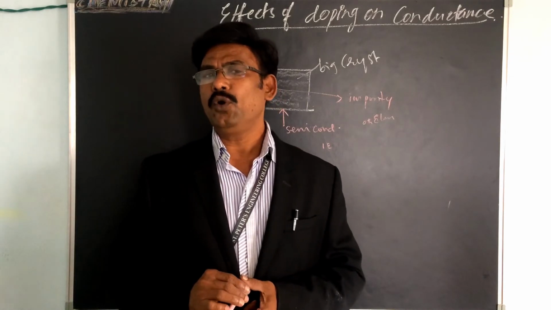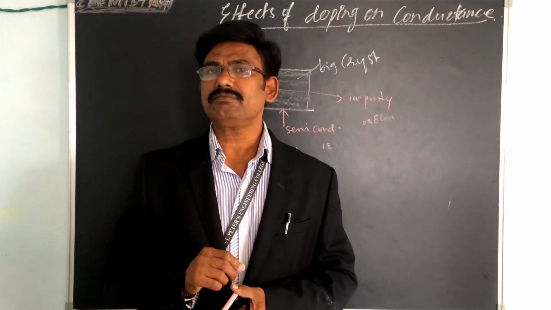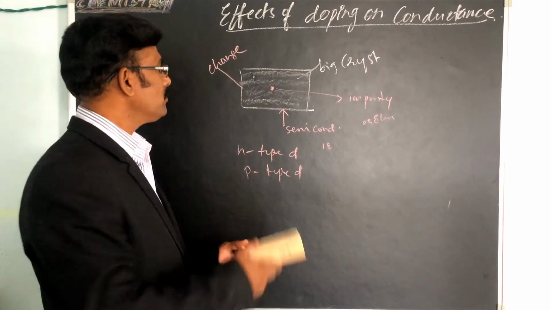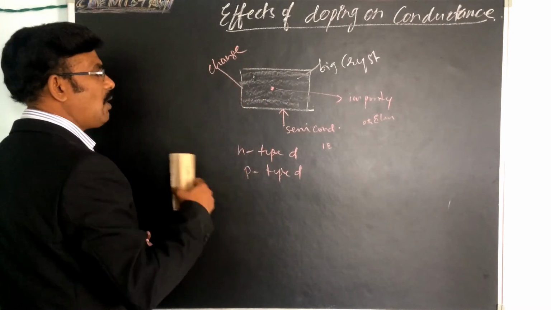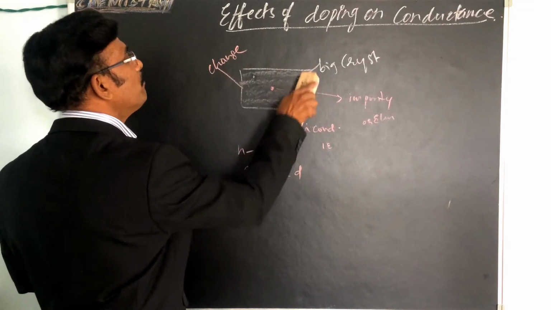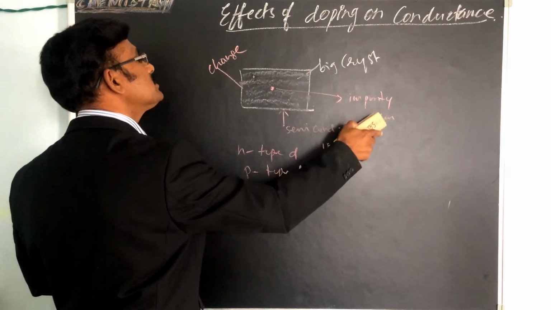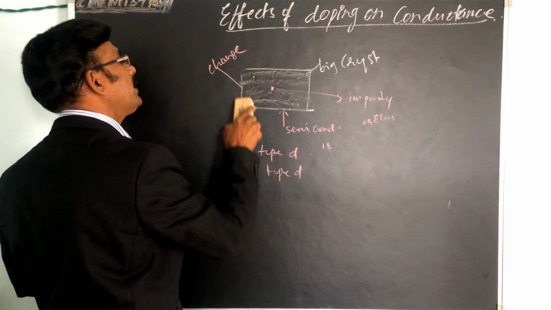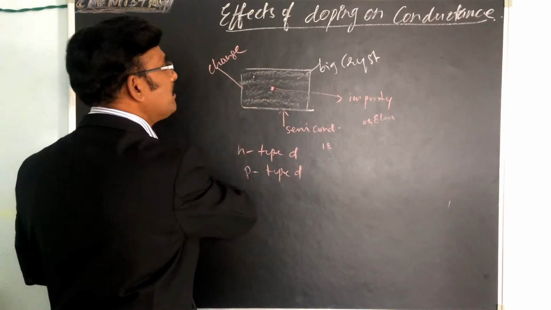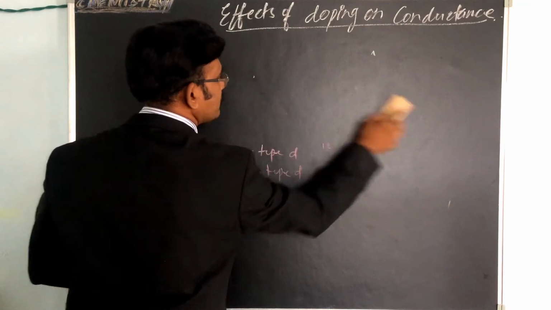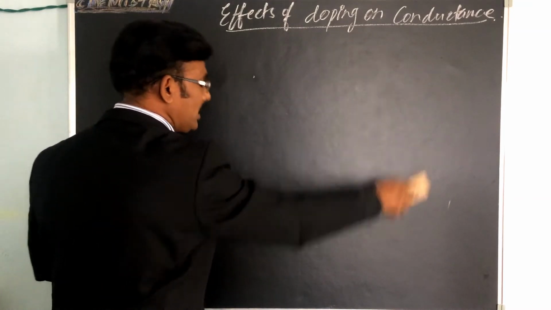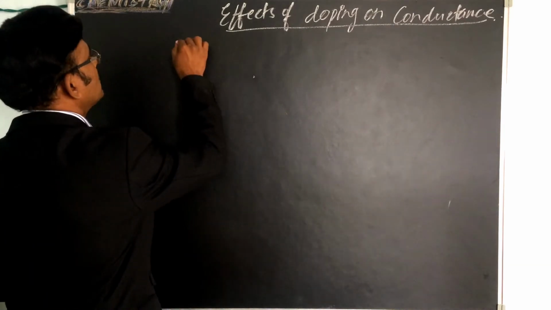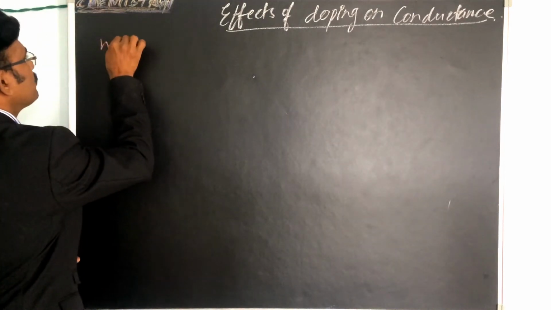Now let's look at n-type semiconductors. This was about doping: when you add a small impurity to the crystal block, the conductivity of the crystal is completely changed. Now we will look at n-type semiconductors.